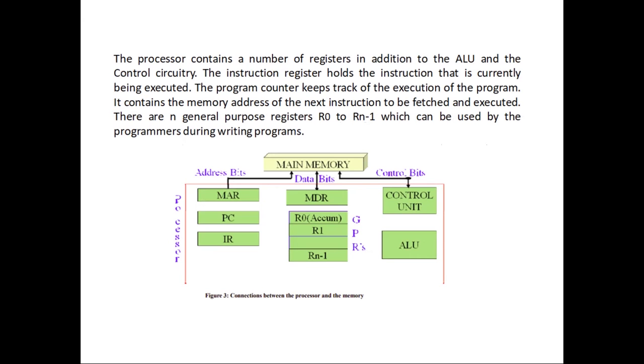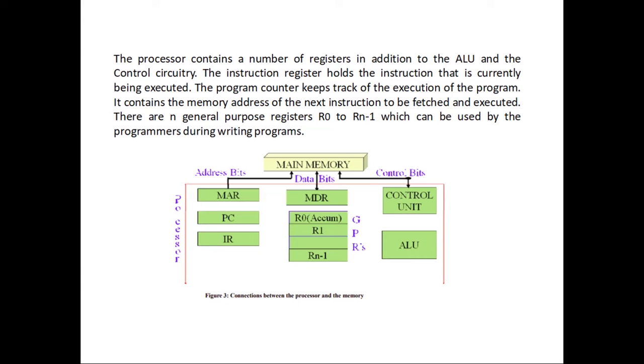If you see it here, the processor contains a number of registers. You can find the memory address register, memory data register, then program counter, instruction registers, all the things are there, and also the memory buffer register, MBR, will be there. So the processor contains a number of registers in addition to the ALU and the control circuitry. The instruction register, this one IR, holds the instruction that is currently being executed. Which instruction is executed, that is held in the instruction register.